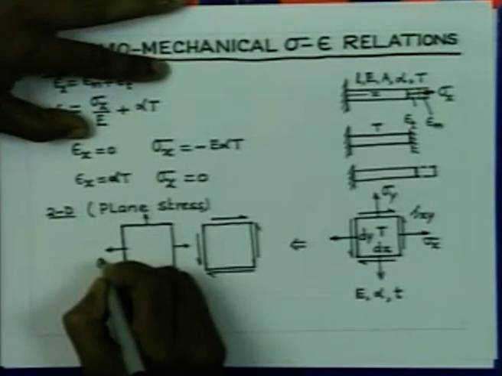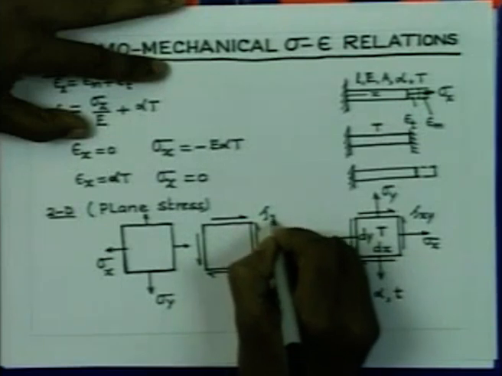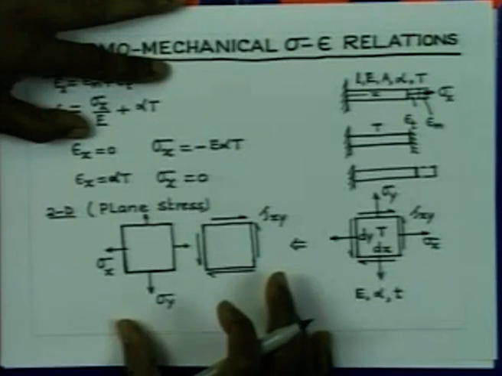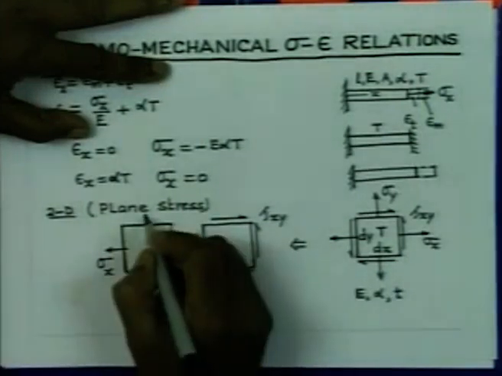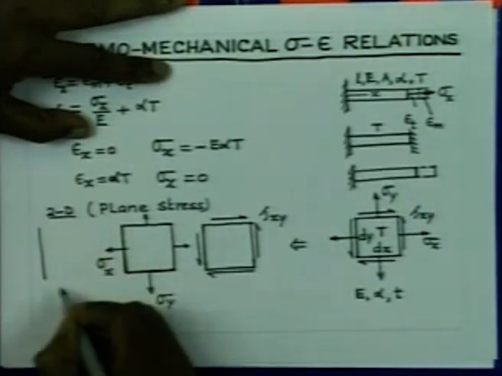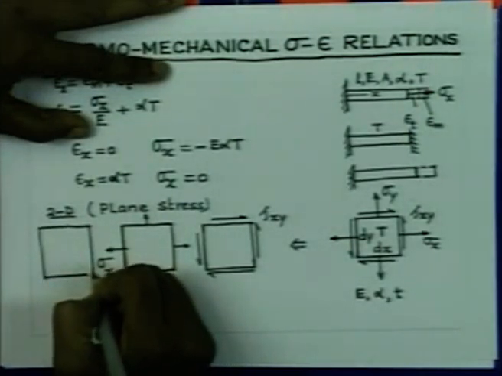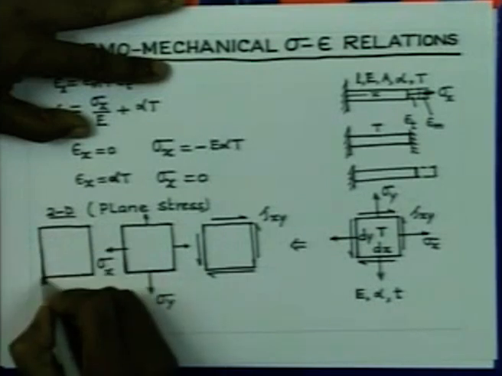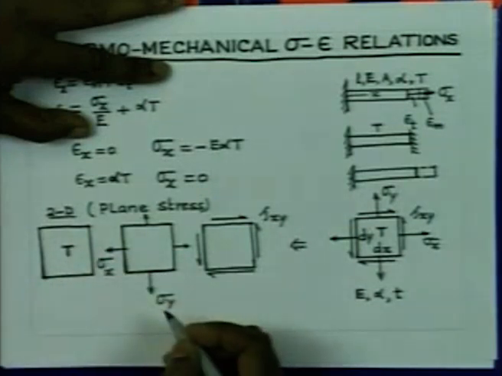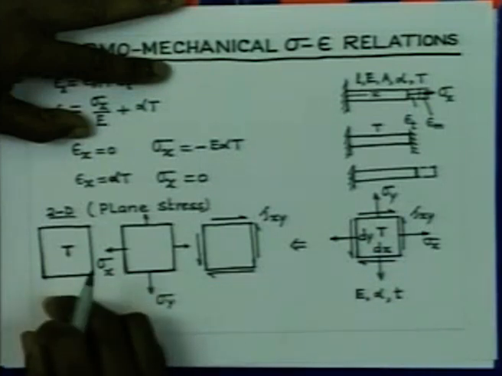So, this is sigma x, sigma y, this is tau xy. So, this is the mechanical constituent of the loading, and then we can also consider that there is thermal effect. This thermal effect we can consider to be again separate. So, in this case we have rise in temperature by T. So, this problem can now be considered to be made up of 3.